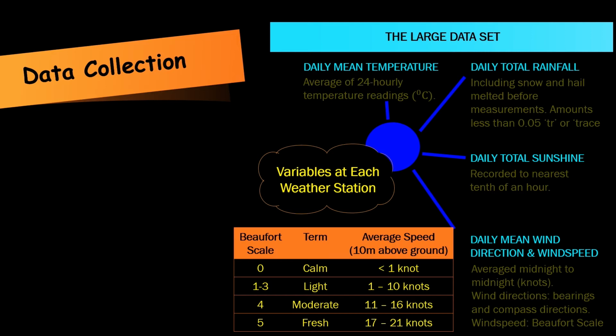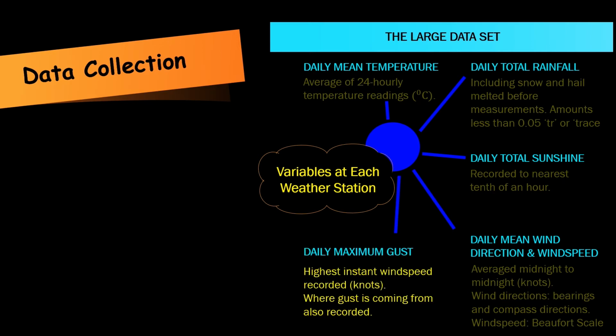The Beaufort scale, as you can see from the table on your screen, has a scale 0 to indicate calm, this is less than 1 knot, 1 to 3 to indicate light, that's 1 to 10 knots, 4 to indicate moderate, that's 11 to 16 knots, and 5 to indicate fresh, that's 17 to 21 knots.